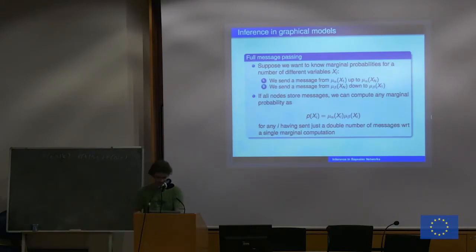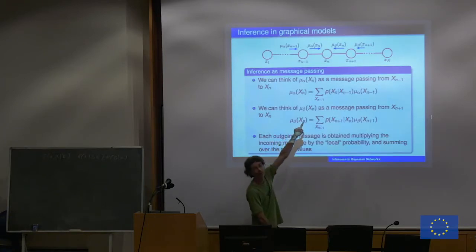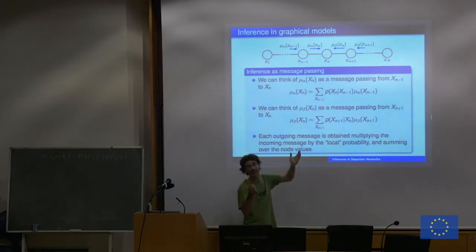Well, I have it here. If you look at this network, if I want to compute p of x_{n+1}, I already computed all these messages. Actually, the only message which I miss is the message from x_n to x_{n+1}. But all the others are already computed.